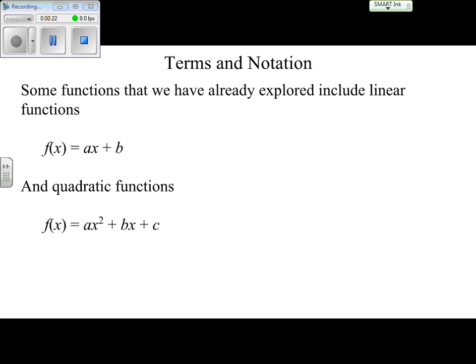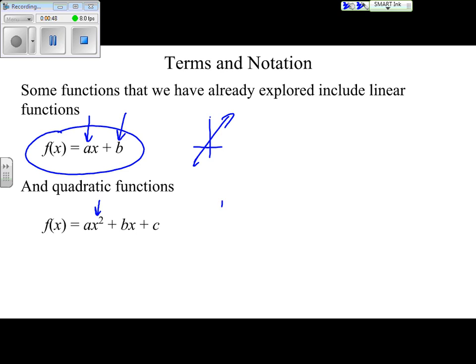Some functions that we have already explored in this class include linear functions, which we were just recently looking at in function notation. So, basically y equals mx plus b, or here you see it written as f of x equals ax plus b, where we have our slope and our y-intercept, and we know that the graph of which is going to be some sort of line. Then we know about quadratic functions. Their key element is having an x squared in there, and when we graph those, we end up with some sort of a parabola. And we know about things like vertex, axis of symmetry, maximums, minimums, things along those lines.